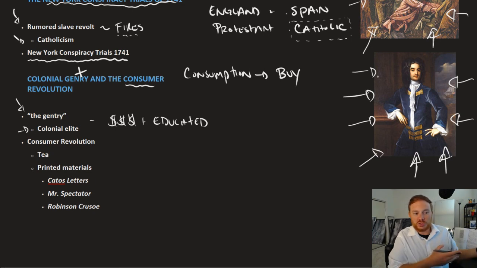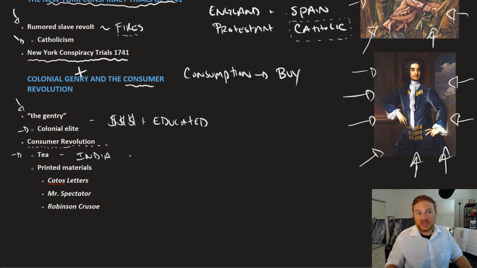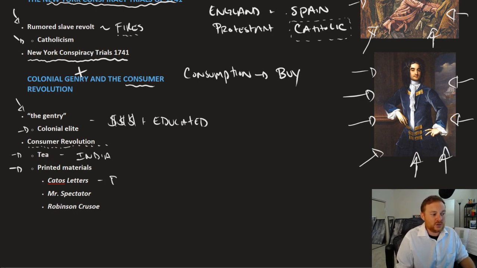And even though the gentry set themselves apart as the elite, you did have enough people in England who were able to buy products from overseas. Tea was a huge one. Tea came from places like India, and in the colonies you had colonists drinking and buying lots of tea like their counterparts in England. Printed materials were very important. Printed materials were widely circulated in some forms, or some examples that the textbook talks about. The Cato Letters are more political in nature, whereas you had publications like Mr. Spectator or Robinson Crusoe, which were much more like leisure.